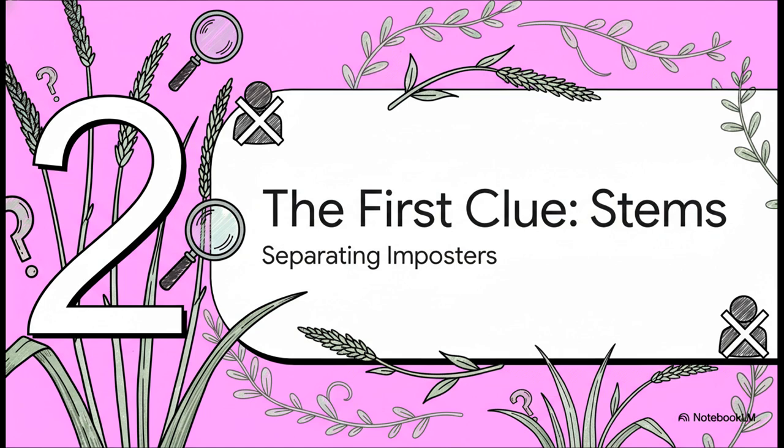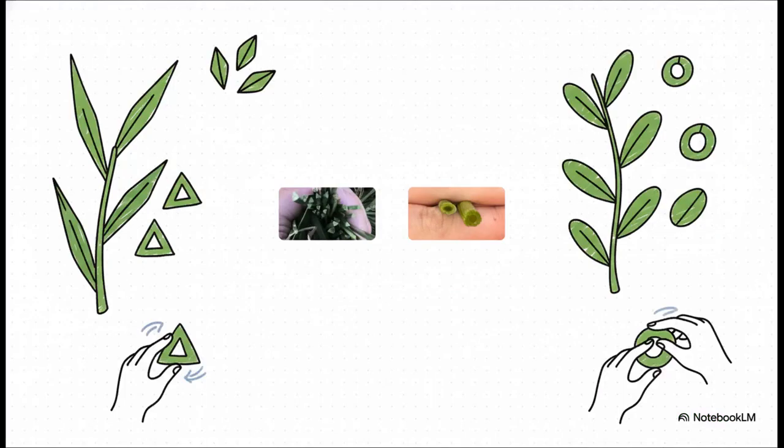So our very first step is to check for imposters, and we do that by looking at the stem. And here's a really cool, super simple test you can do. Just roll the stem between your fingers. If it feels triangular, you've got a sedge, not a true grass. You know the old rhyme, sedges have edges. Our suspects, the true grasses, will always have round or flattened stems.